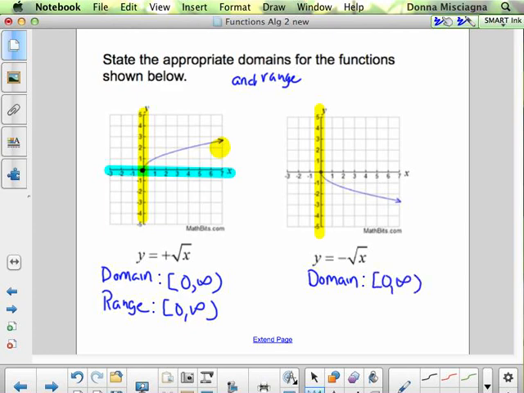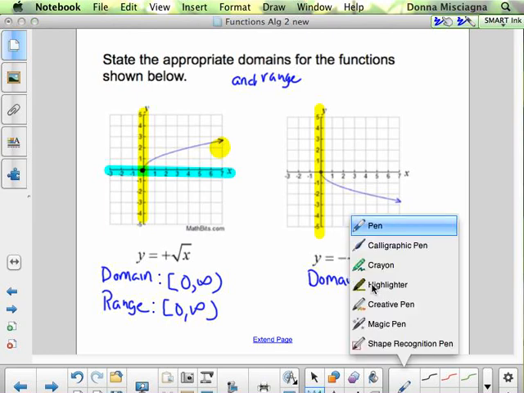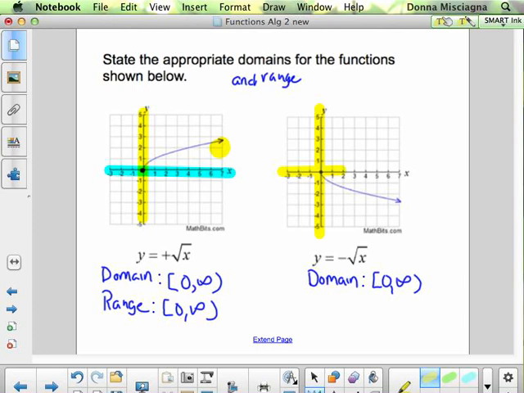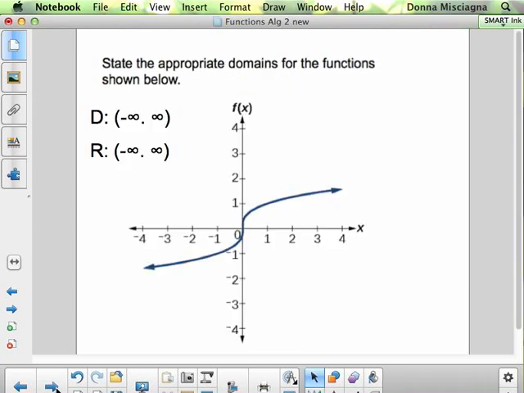But notice that for the range, for the y values, we are, oops, I wanted to switch colors. We are below that line, right? So we are negative values for y. So the range is negative infinity to 0. So it's just the negative numbers.